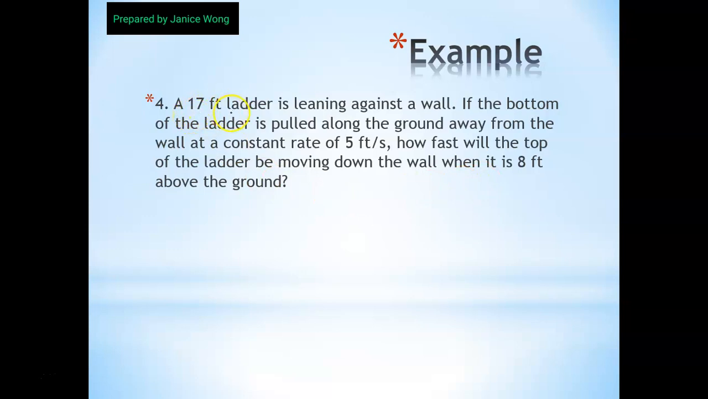A 17-feet ladder is leaning against the wall. So now I have the ground as well as the wall. There is a 17-feet ladder leaning against the wall. If the bottom of the ladder, this side, is pulled along the ground away from the wall with a constant rate of 5 feet per second, let's visualize the condition after I pull the bottom of the ladder away from the wall. The ladder will slip down and we have a situation like this.